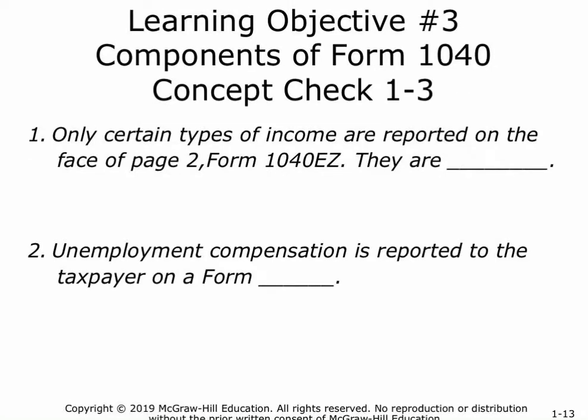Next, we'll move on to 2 concept checks. The first says only certain types of income are reported on the face of page 2 of the Form 1040-EZ, and they are wages and interest. And then unemployment compensation is reported to the taxpayer on a form, and that's 1099-G.